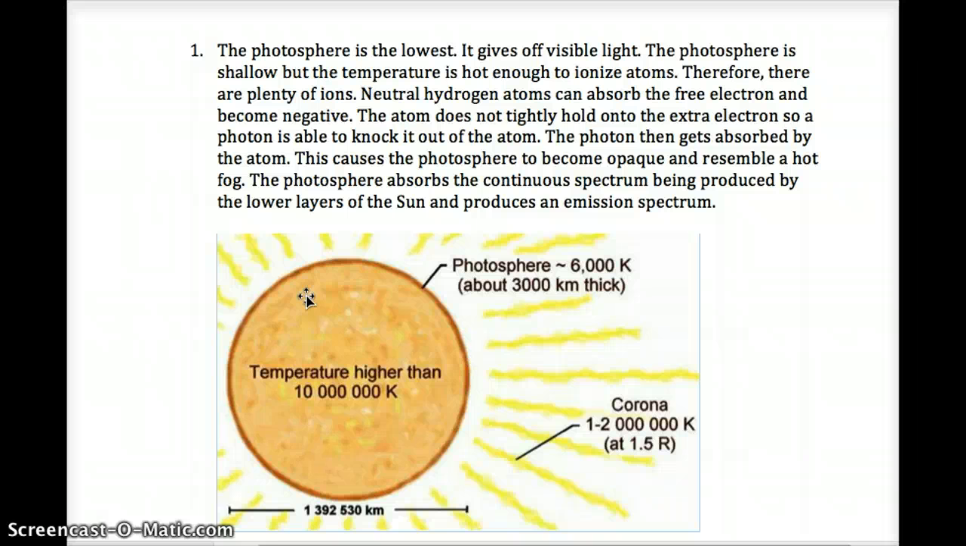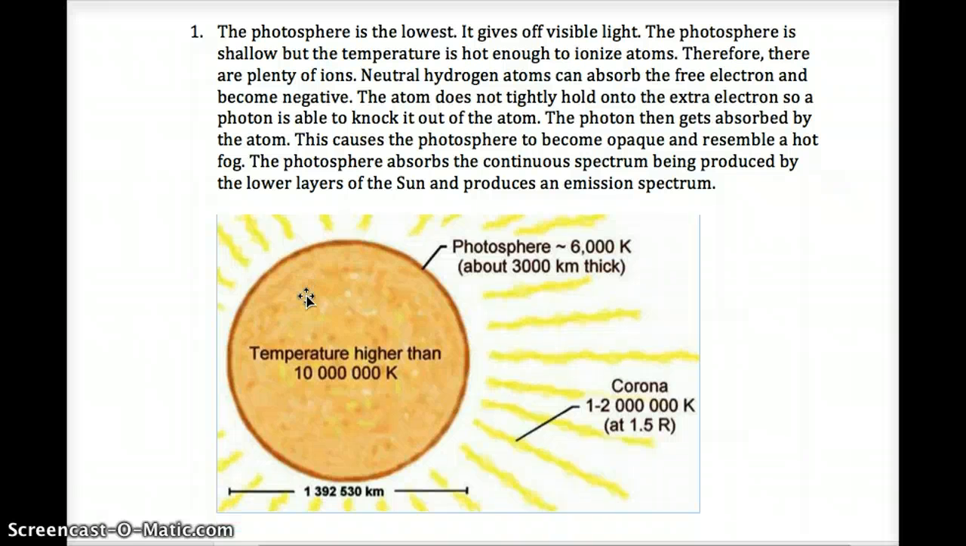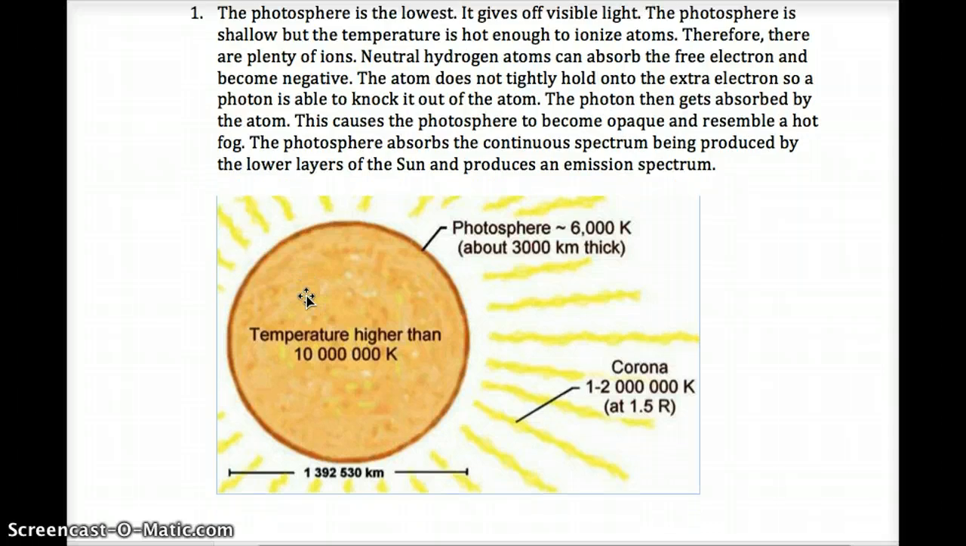Neutral hydrogen atoms can absorb a free electron and become negative. The atom does not tightly hold onto the extra electron, so a photon is able to knock it out of the atom. The photon then gets absorbed by the atom. This causes the photosphere to become opaque and resemble a hot fog. The photosphere absorbs the continuous spectrum being produced by the lower layers of the Sun and produces an absorption spectrum.